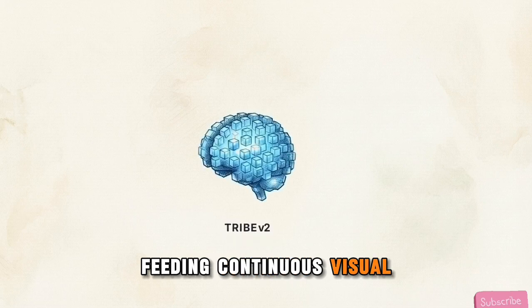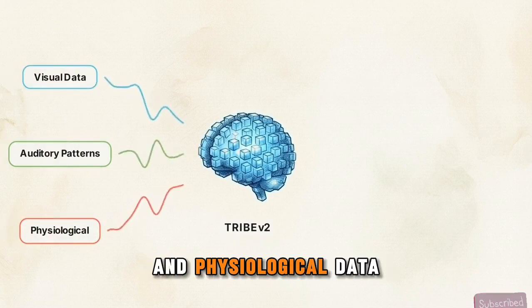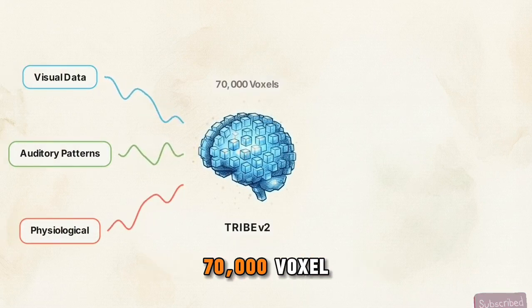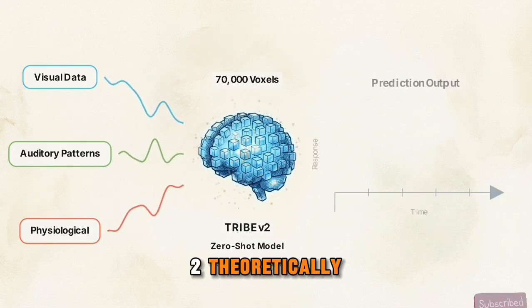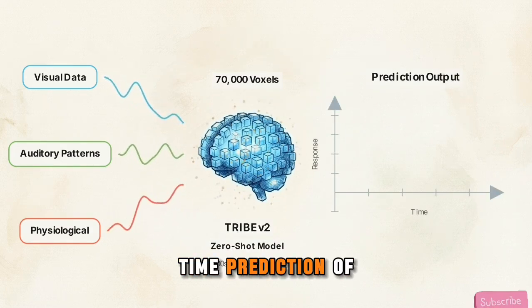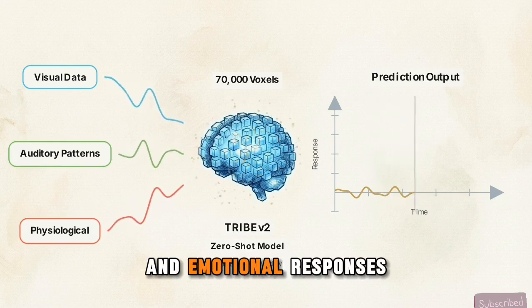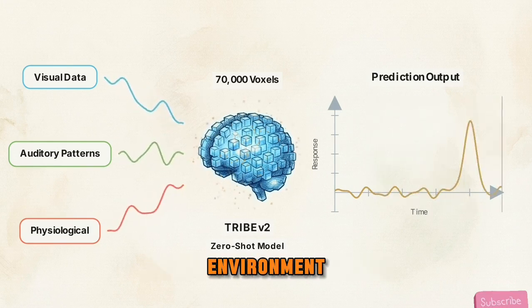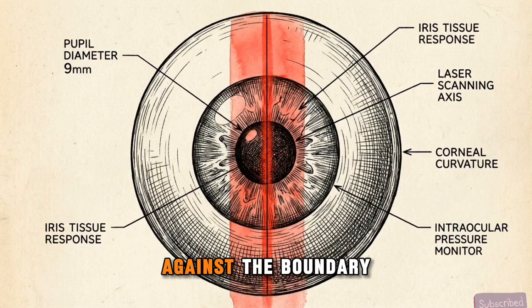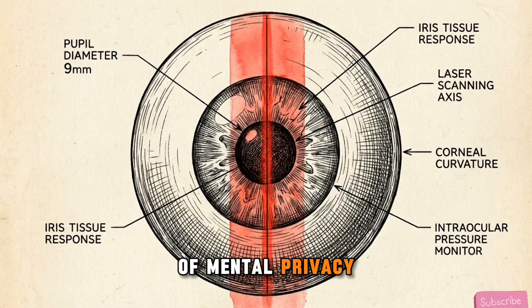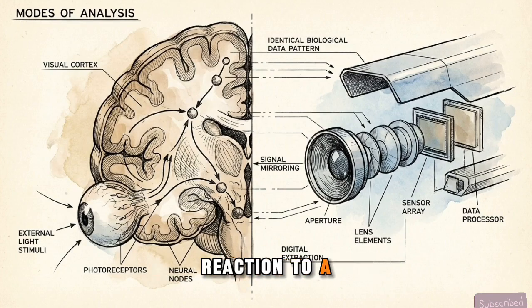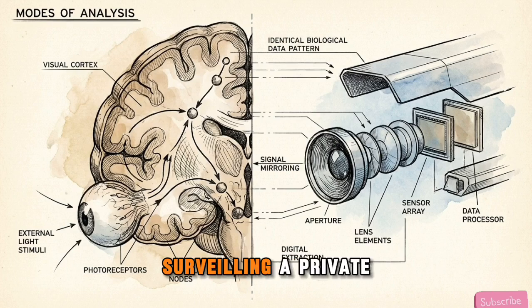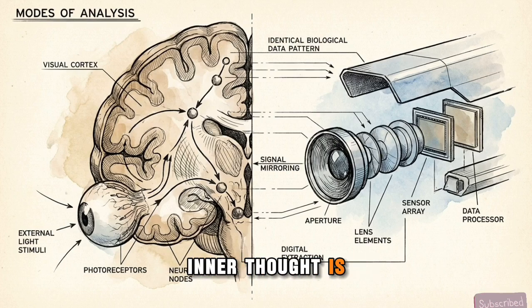Feeding continuous visual, auditory, and physiological data directly into a 70,000 voxel, zero-shot model like Tribe V2 theoretically enables the real-time prediction of human cognitive and emotional responses to a user's environment. This capability pushes against the boundary of mental privacy. The gap between encoding, predicting a biological reaction to a stimulus, and decoding, surveilling a private inner thought, is narrowing.